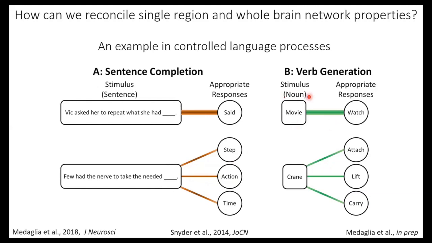The same can be said for simple stimuli like nouns and then verbs, where in this verb generation task, we say, okay, I say movie, what do you do with that? If I see a movie, I watch it. However, what do you do with the crane? Well, you might lift or carry or attach and so on. So basically these tasks are a nice manipulation of how easy it is to select among these different competitors and how easy it is to retrieve those competitors we associate.